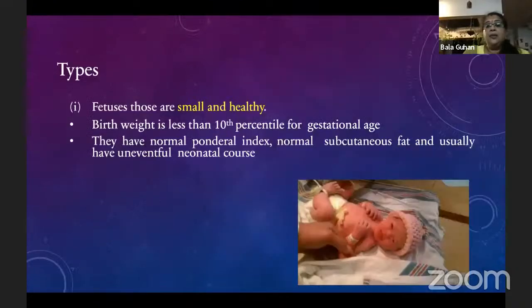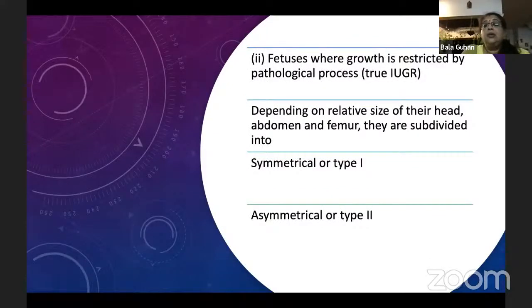And we have several types of growth restriction. Fetuses who are small but healthy belong to the constitutional type, and the birth weight is less than the 10th percentile for the gestational age. They have normal ponderal index and normal subcutaneous fat, usually with an uneventful neonatal course.